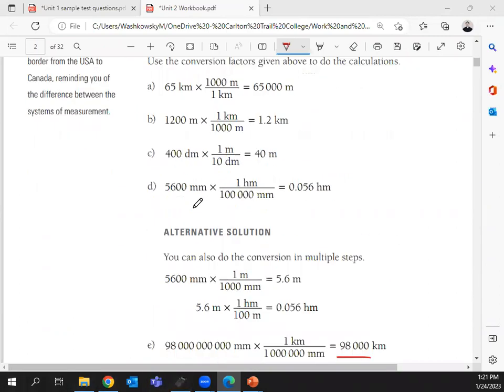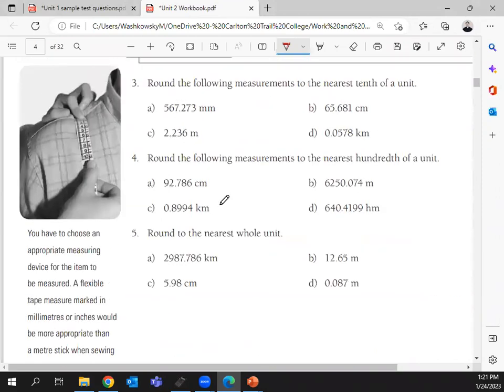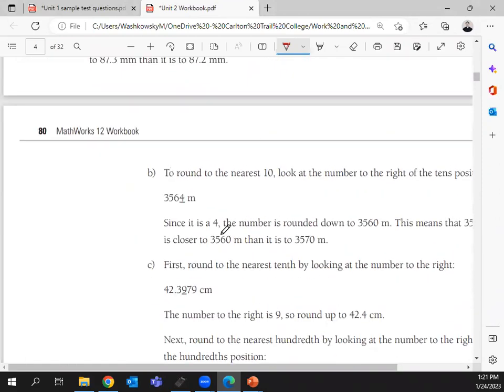Okay, so what we're going to do is scroll on down here. Where was I going? To page.